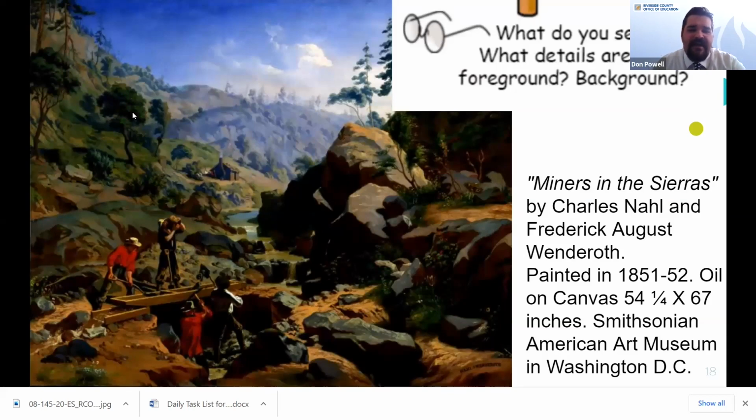So it's Miners in the Sierras by Charles Nahl and Frederick August Wenderoth. It was painted in 1851, 1852. It was an oil on canvas. That gives you the size of it. And it's housed at the Smithsonian American Art Museum in Washington, D.C.